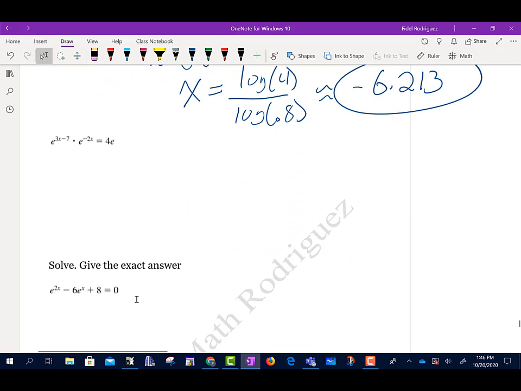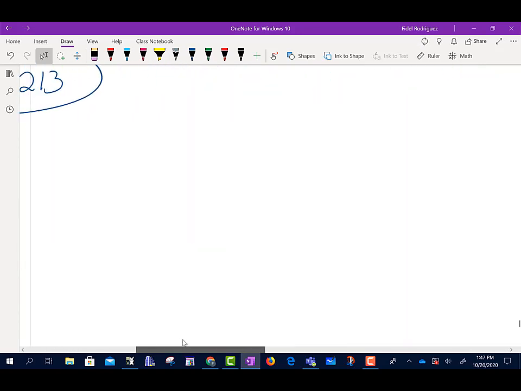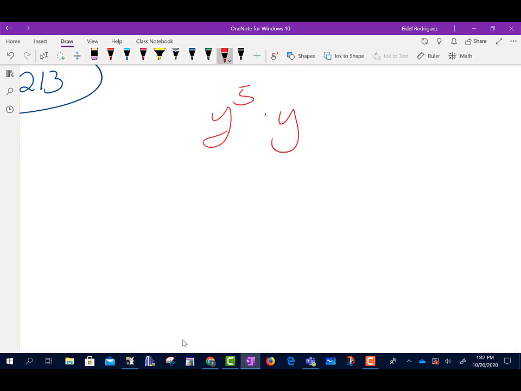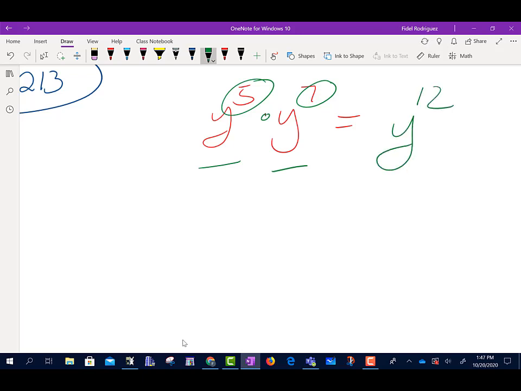So here's my next problem. First thing I want you to notice is that all of them have the base of e. This is really important. Okay. So before I do this problem here, I'm going to scooch over to the side and show you something else, because I want us to think about this for a second. Suppose I had y to the 5th times y to the 7th. If you remember, when our bases are the same and we're multiplying, what do we do with the exponents? We add them, right?